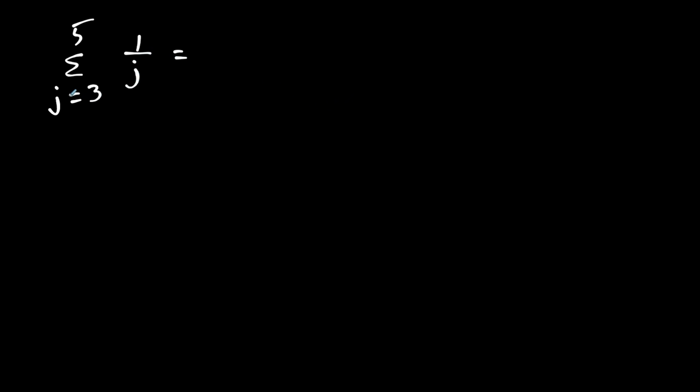Let's say we have the series from j equals 3 to 5 of 1 over j. So we're going to plug in j equals 3, and then we're going to plug in j equals 4, and we're going to go up to j equals 5. So this is just going to be 3 terms that we have to add together. And then we just have to use what we know about fractions. A common denominator here we could use is we could use 60.